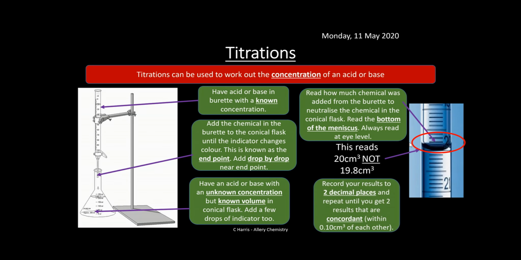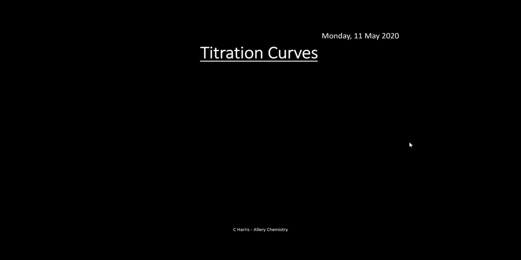Then we need to record your results to 2 decimal places. Repeat your results until you get 2 concordant results. That means the results must be within 0.10 centimetres cubed of each other. If they're not, then you're not going to get an accurate result. For example, if you do 3 or 4 titration runs and you get 20, 25, 22 and 19, then none of them are concordant, and which one is actually right? If you're getting them that varied, then something's definitely wrong. So you should be within 0.1. Always repeat. As long as you've got at least 2, that's enough, and then you know which figure you're going to use in your calculations.